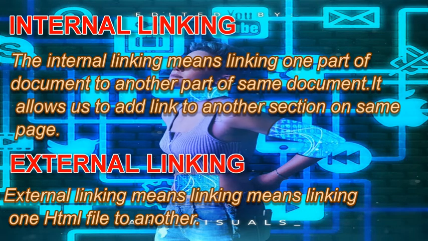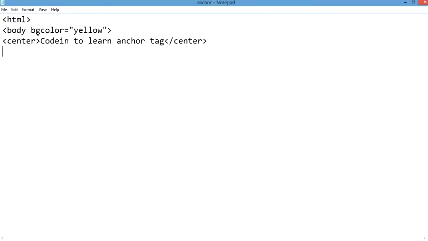When we are talking about external linking, it basically means that we are moving from one HTML document to another HTML document. So we can say from one web page to another web page whenever we click that particular link. So this is the basic difference between internal linking and external linking. We will understand internal linking and external linking with the help of an example.